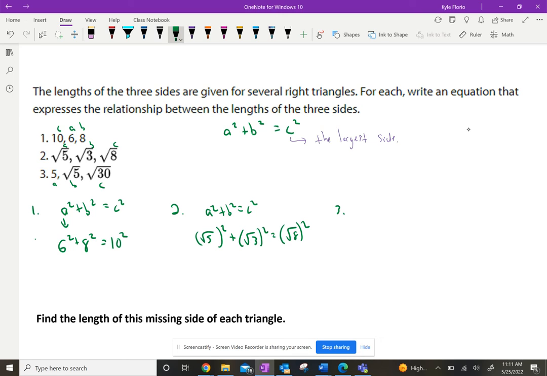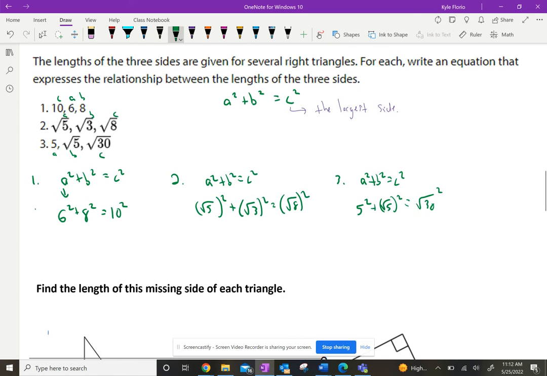So if I want to use the Pythagorean theorem again, then replace A with 5. So 5 squared plus square root of 5 squared, which is B, equals C squared, which is square root of 30 squared. And that does work out. That's going to be 25 plus 5, which is 30, and the square root of 30 squared is also 30. Okay, so that's just writing down the relationship.